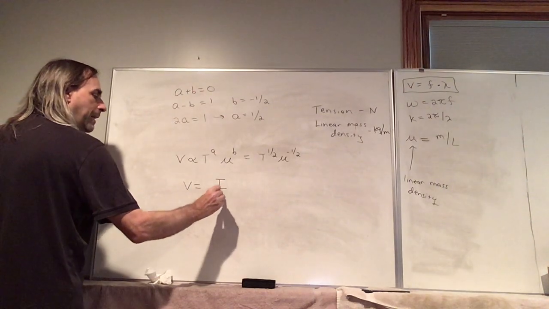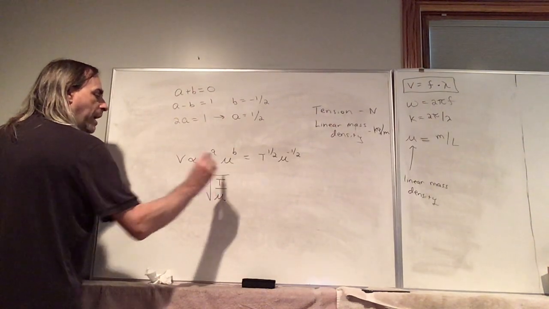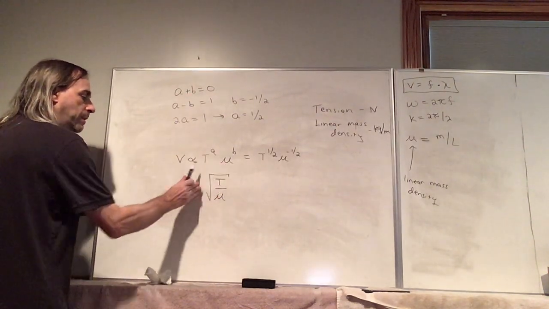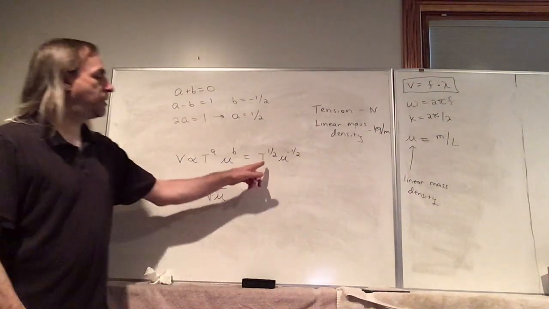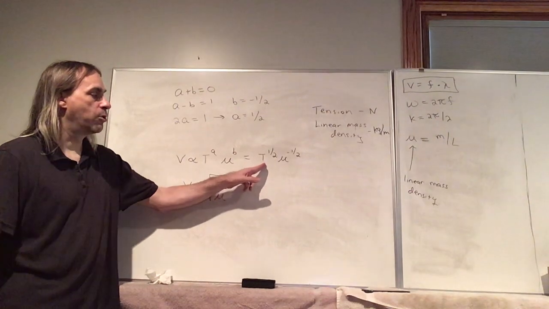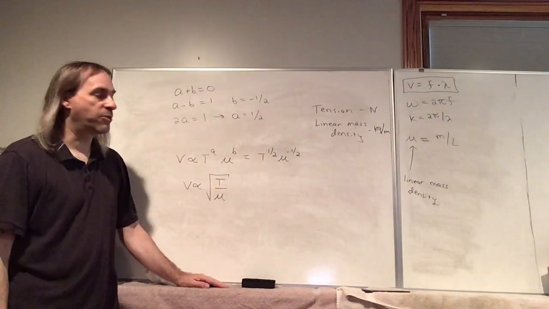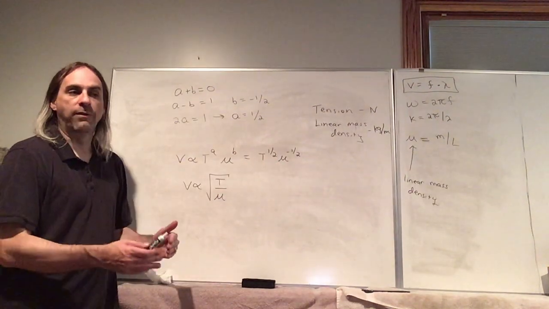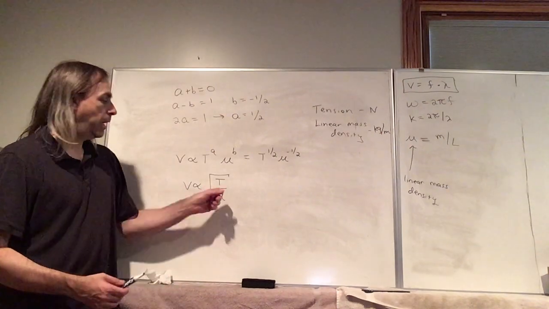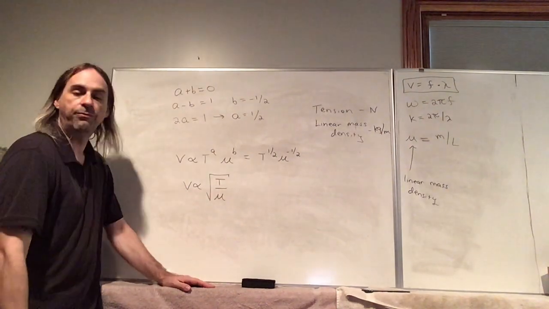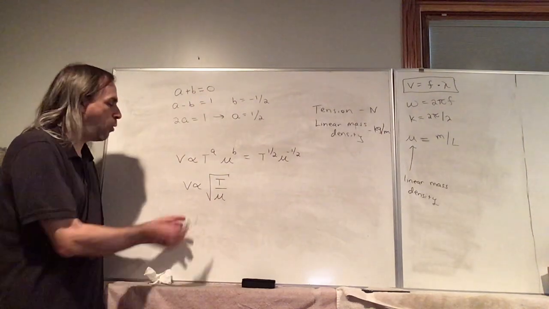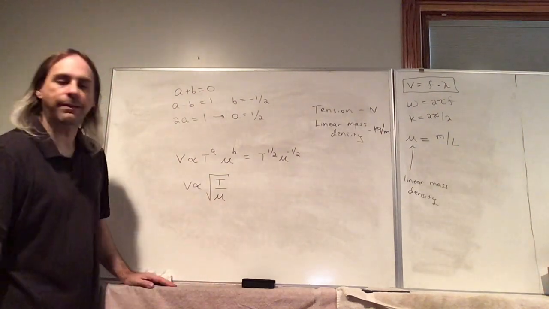we can combine or simplify it and write it like this. So T to the 1/2, that's the square root of T. Mu to the minus 1/2, that's 1 over the square root of mu. And so we can just combine it, the square root of T over mu. And so we know that the speed of a wave on a string should look like this.